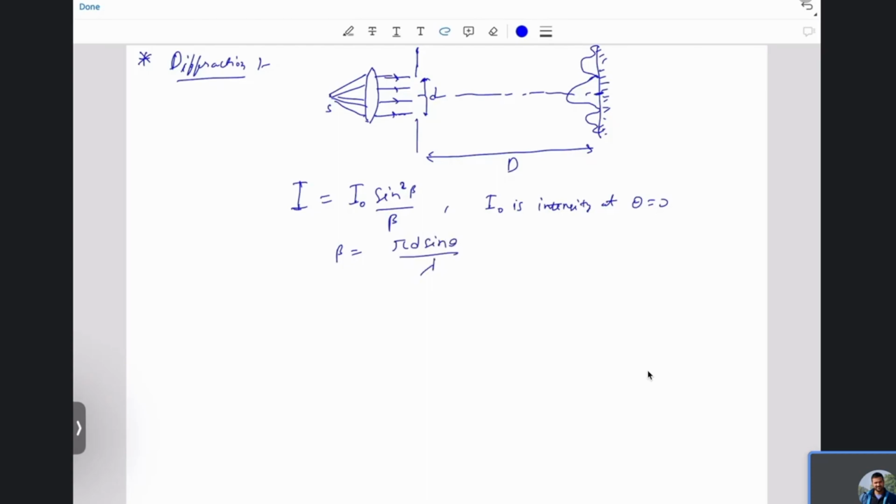So this comes through the derivation. What you consider is that you make two divisions of this slit, and you basically do the same calculation as you do in interference, and you get these expressions. Okay, so these derivations are pretty standard.